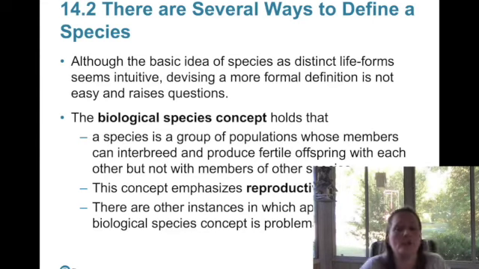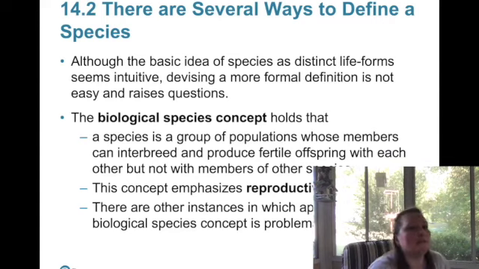But the thing is, notice this says produce fertile offspring. The mule tends to be sterile, can't have babies, so it's not a fertile offspring. So that still shows that a horse is a different species than a donkey. And pretty sure we talked about that in Bio 123.